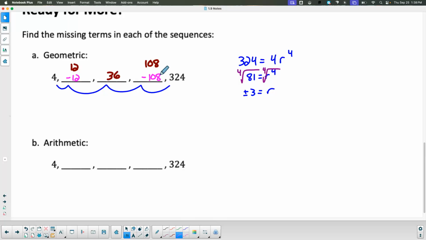First one, if it's geometric, I found my r values to be plus or minus 3. Yes? Okay. So the first term could either be positive or negative 12, depending on which one you are. The third term is always going to be 36. The fourth term could either be positive or negative 108, depending on which one you're multiplying by. Okay. Questions on that one?